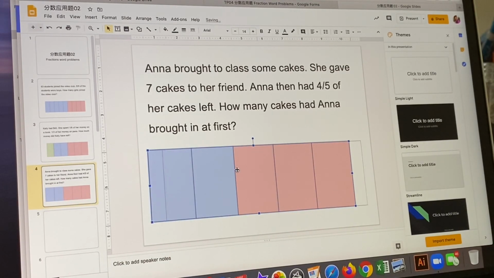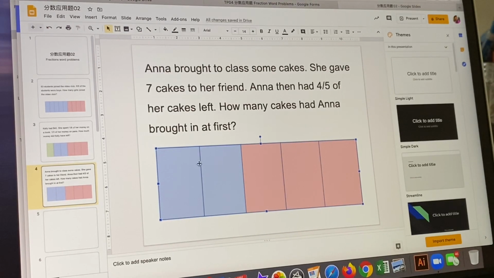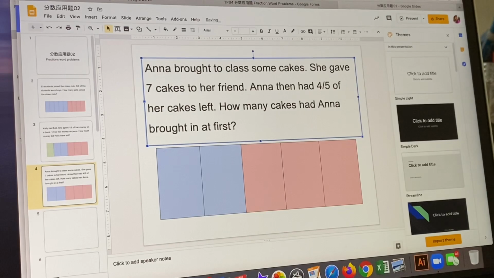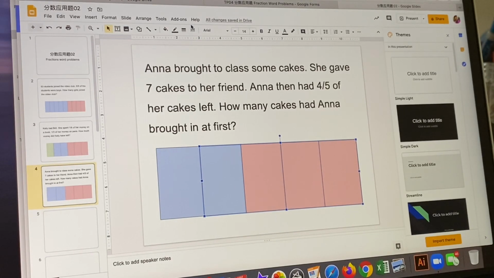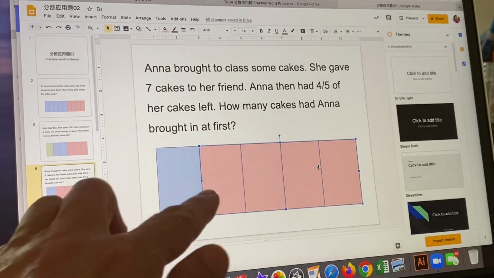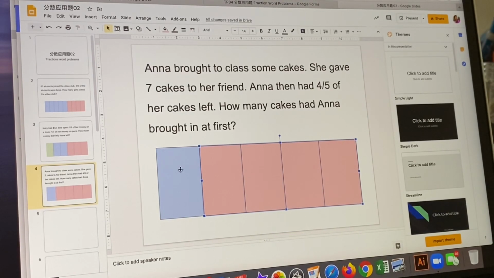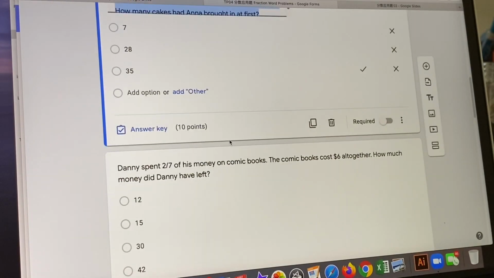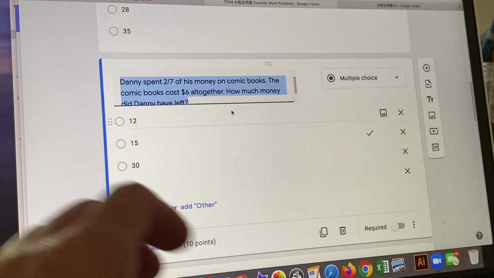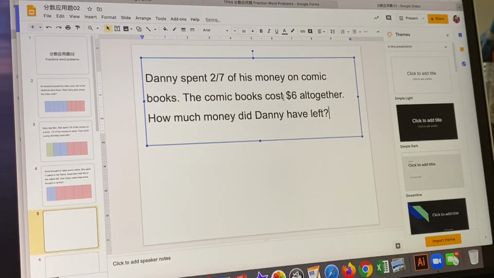So these are the cakes, and she gave 7 cakes to her friend. This is the cake she gave, and now she had total 5 pieces, and she had 4 pieces left. How many did she bring? So 1 part is 7, 35 pieces, right? Good. 35, we are right.